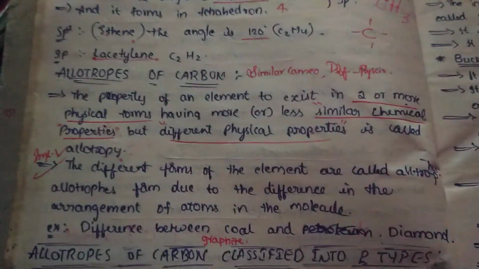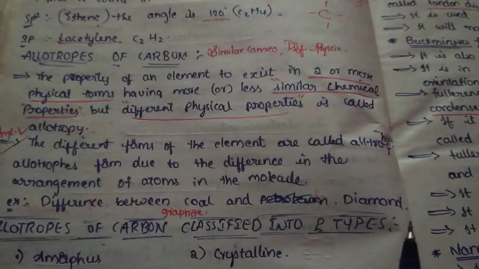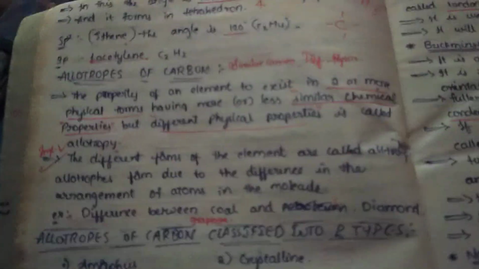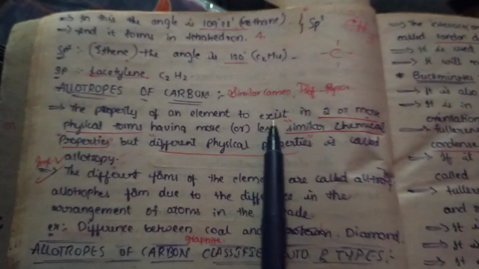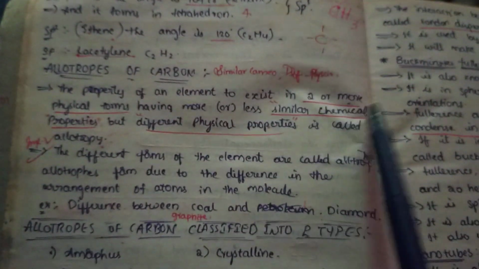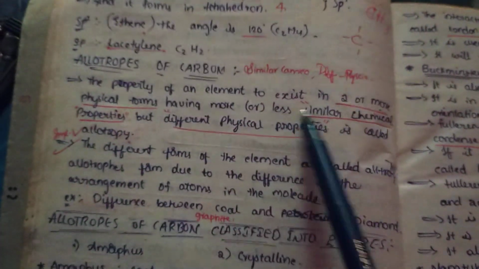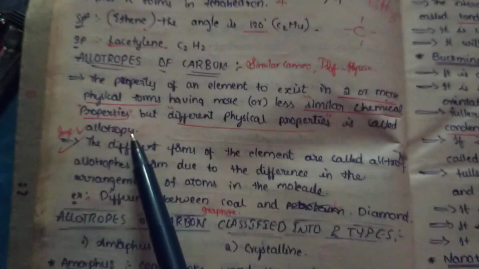Allotropes of carbon. Allotropes means chemically similar, physically different. The property of an element to exist in two or more physical forms having more or less similar chemical properties but different physical properties is called allotropy.